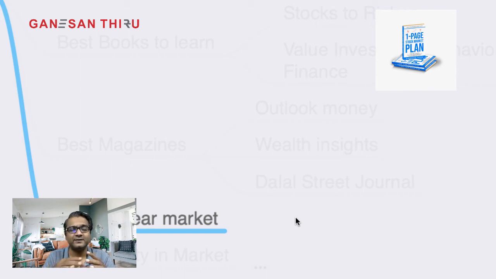So the bear market is something like the opposite, where people's interest will be so pessimistic. Market stock prices will be very cheap, but they will not be ready to buy.